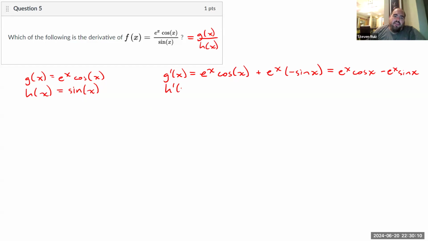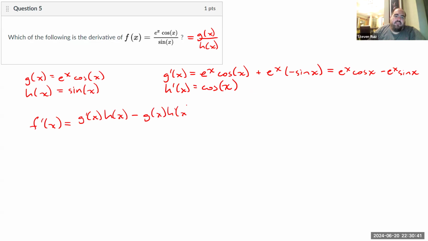And then what is h prime of x? That'll be equal to cosine of x. So we've handled all the pieces here. Now let's talk about what f prime of x is going to look like. First, let's fill in the template, then we'll fill in the details. How does the quotient rule work? This will be g prime of x times h of x minus g of x times h prime of x, all over the square of h of x.